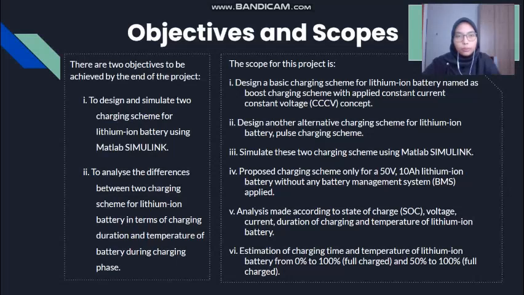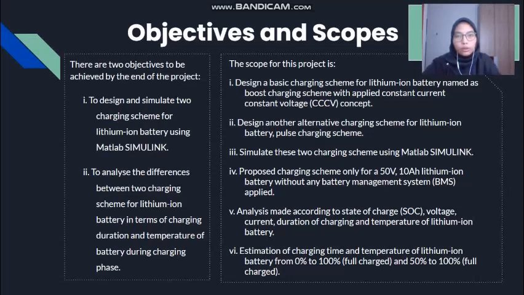Objective and scope. There are two objectives to achieve by the end of the project. The first one is to design and simulate two charging schemes for lithium-ion battery using MATLAB Simulink. And the second one is to analyze the difference between the two charging schemes for lithium-ion battery in terms of charging duration and temperature of the battery during the charging phase.